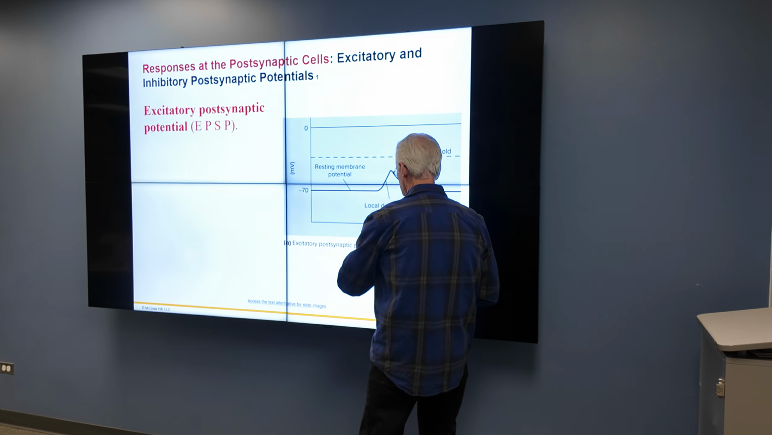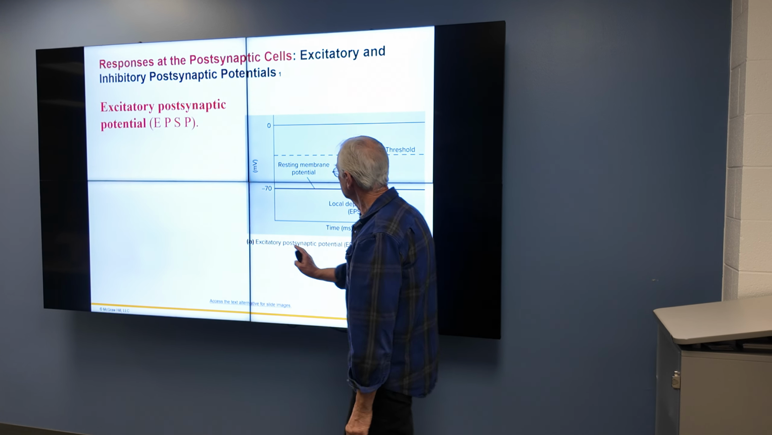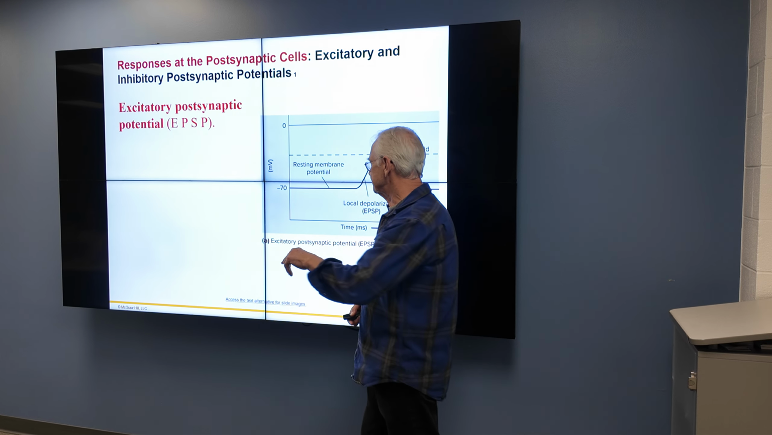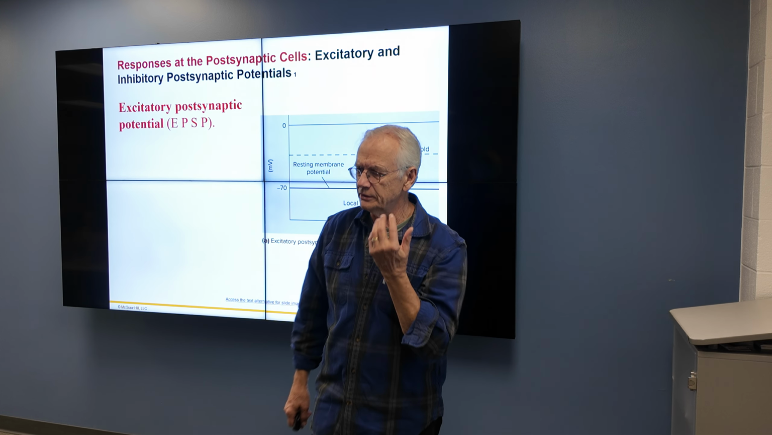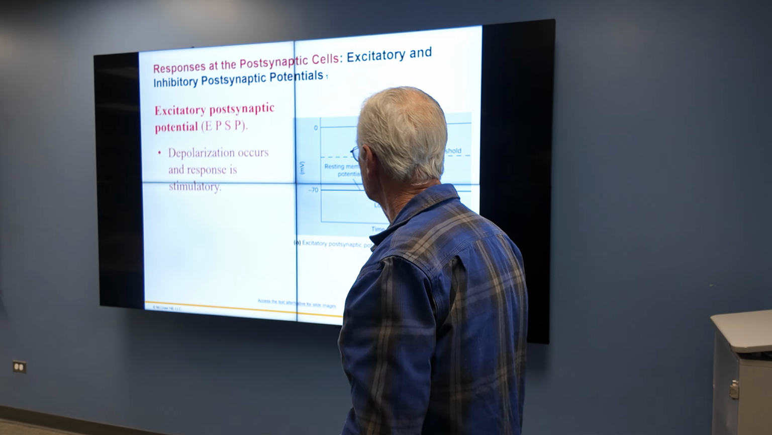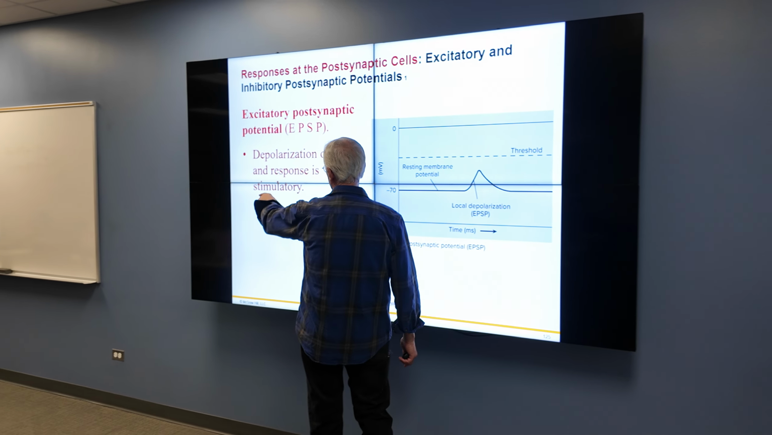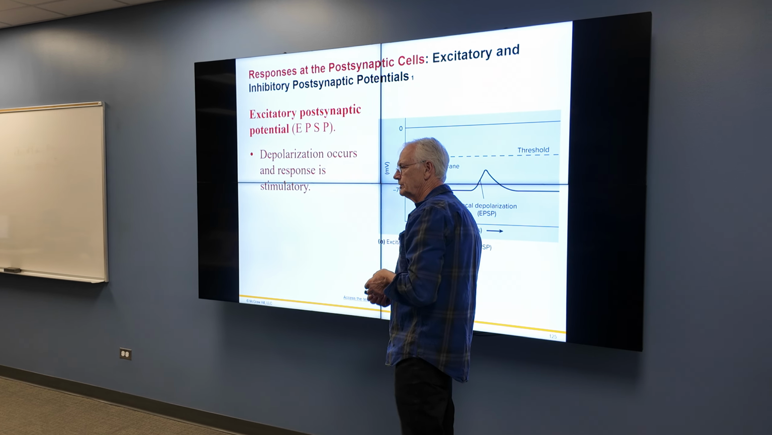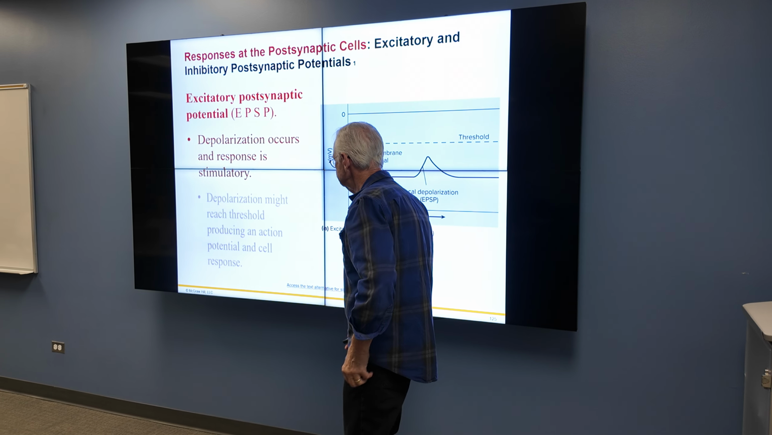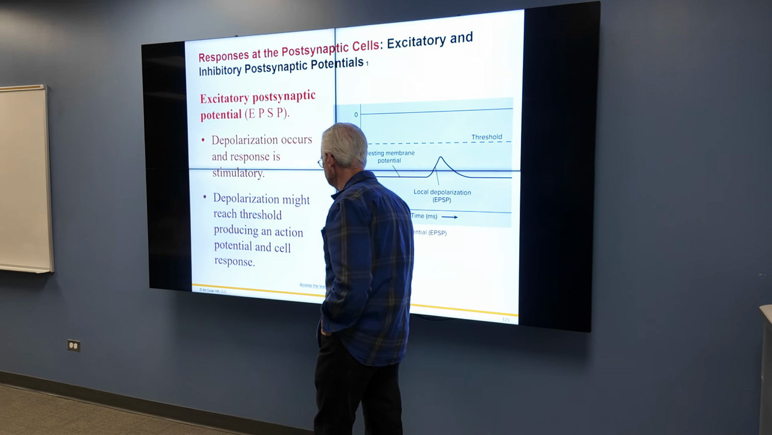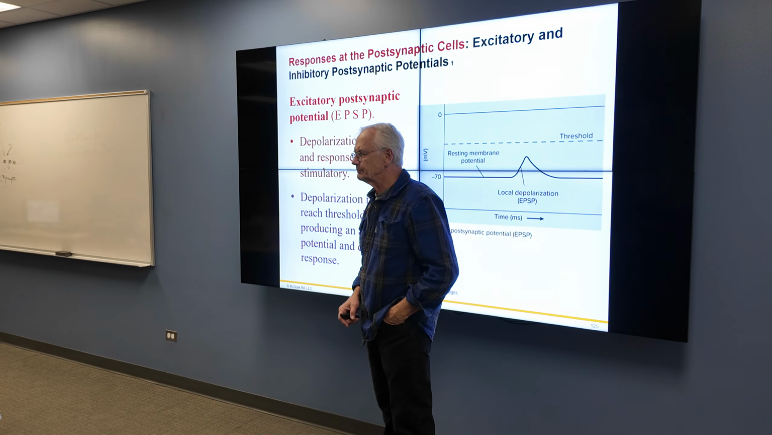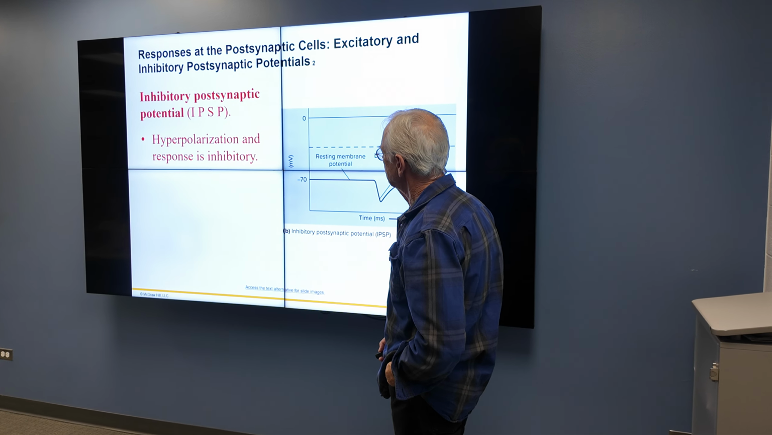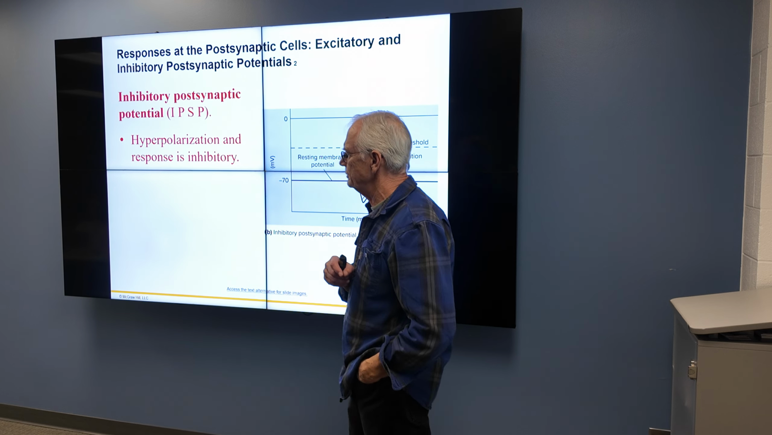Okay, notice this, excitatory postsynaptic potential. Here's our timeline. Here's our millivolt value right here. Resting membrane potential. The resting membrane potential is maintained by the sodium-potassium pump. Depolarization occurs and the response is going to be stimulatory. Stimulatory says, go. Depolarization might reach threshold, producing an action potential, and the cell is going to respond, right? There'll be a cell response there. Inhibitory postsynaptic potential, hyperpolarization, and the response is inhibitory.